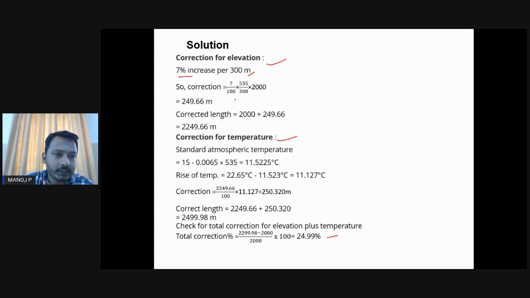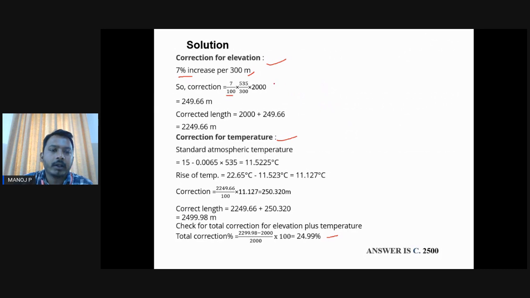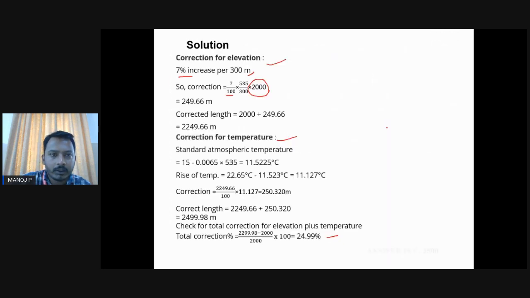So 7% is 7 divided by 100. For every 300 meters rise means 1 divided by 300 multiplied by 535 meters, which is the elevation here, multiplied by the basic runway length. Initially, for mean sea level, the basic runway length under standard condition is 2000.